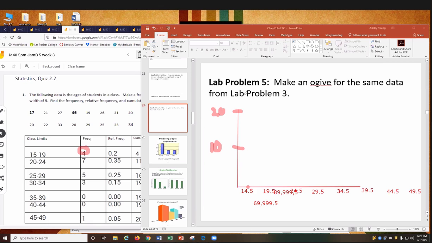19.5, that'd be four people. This is five. So this would be probably right around here. And then 24 and a half or less, that's 11 people, right there. 29.5 or younger, that's all these guys here, so that's 16 of them. 34 and a half or less, so that's all of these guys here, so it's 19 people. And then we have one more person who's in the older group. So then we go like that, and then you just draw a line between them.